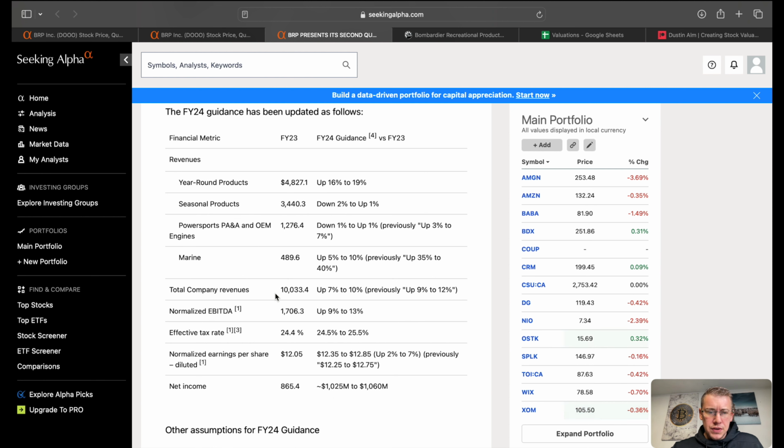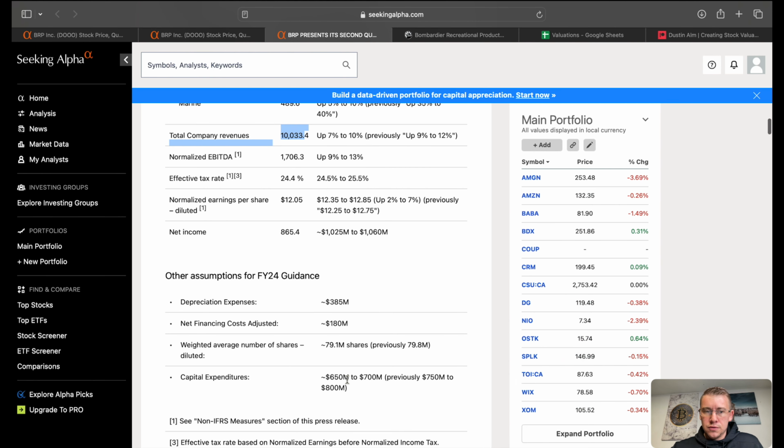And then we've got revenues also doing pretty good. They're forecasting a 7 to 10% growth rate. So their revenues are only going to grow a little bit, but their net income is going to grow a bit more based on their forecast. And they're also going to reduce their capital expenditures from 750 down to somewhere between 650 and 700. So reduce CapEx almost potentially $100 million. So pretty good guidance from the company.